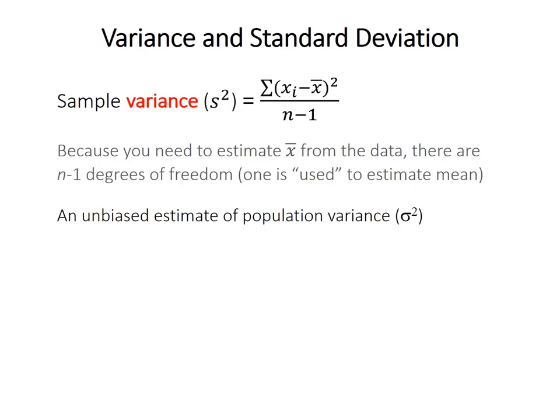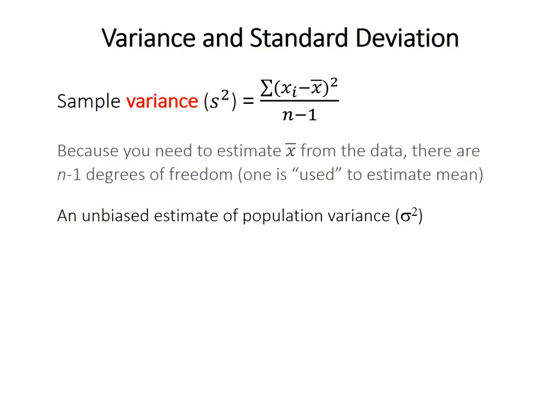So the sample variance S squared is used as an unbiased estimate of the population variance, which is given as sigma squared. Unbiased just means that there isn't a tendency for it to be either low or high. It doesn't mean that it's really precise, but it means that it's not going to be typically lower or typically higher. It could be lower, it could be higher, but we don't really know.